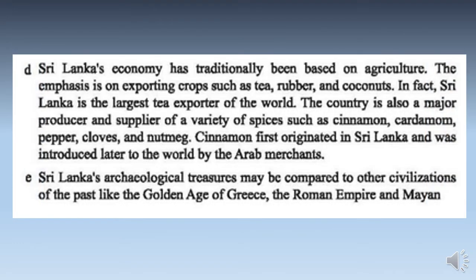Sri Lanka's economy has traditionally been based on agriculture. The emphasis is on exporting crops such as tea, rubber and coconuts. In fact, Sri Lanka is the largest tea exporter of the world. The country is also a major producer and supplier of a variety of spices such as cinnamon, cardamom, pepper, cloves and nutmeg. Cinnamon first originated in Sri Lanka and was introduced later to the world by the Arab merchants.